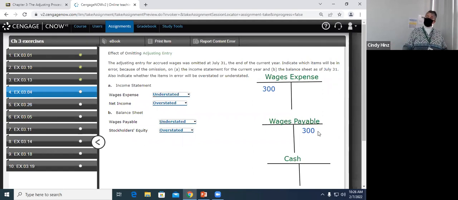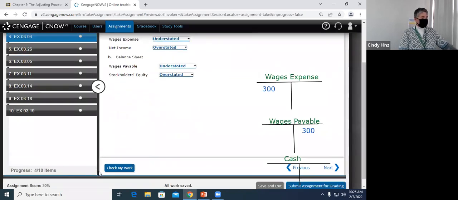We're not paying them early just because it happens to be the end of July and we're closing our books. We're still going to pay them on Wednesday, or Thursday, or Friday, or whatever day we always pay them. But it's important that our records are correct for the month of July, and it includes all of the cost of employing our workers. And that's why if we leave out that entry that I put in blue, our wages expense would be understated, so our income would be overstated, and our wages payable liability would be understated, and so our equity would be overstated.